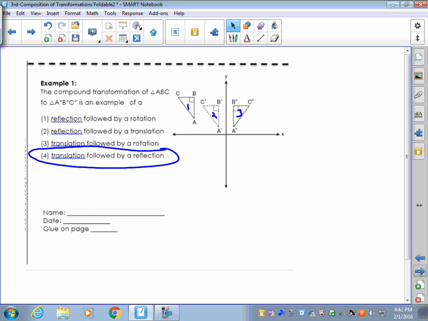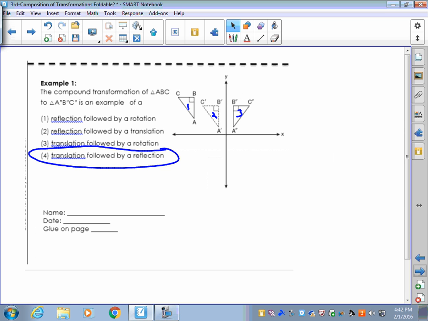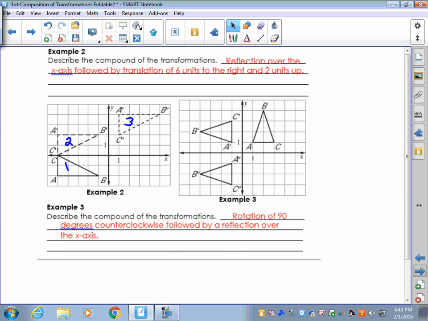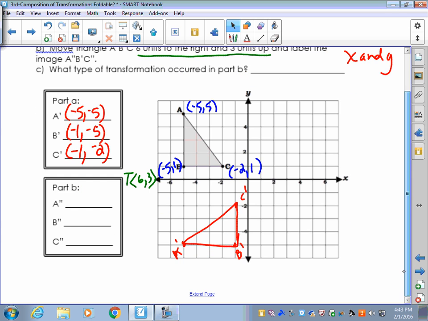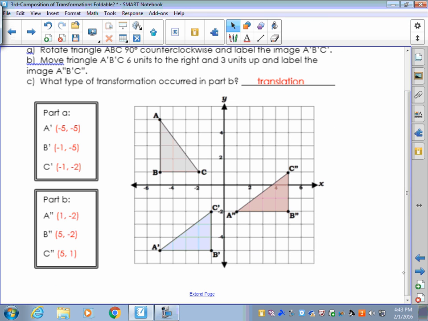So we know that a compound transformation is when two or more transformations occur combined together. And we talked about being able to identify the types of transformations that are occurring through the image, looking at the pre-image to the image and to the image double prime. One thing I stamped to check, remember you had to fill in your tables, your coordinates based on the compound transformation.